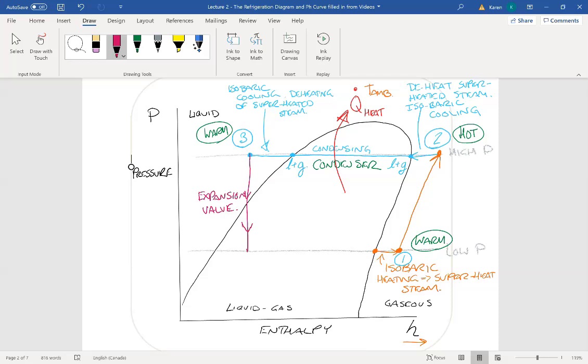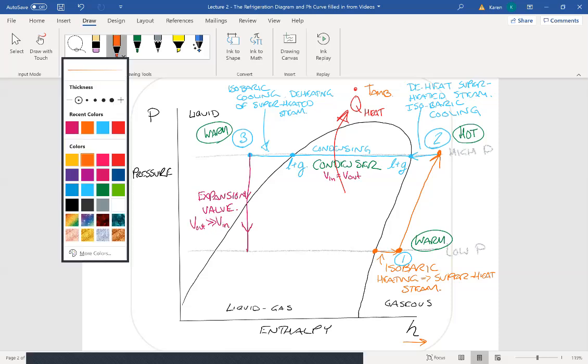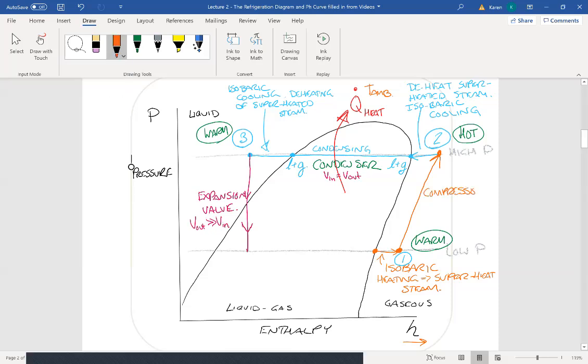I'm not changing the volume. So V in equals V. Oh, sorry, I am changing the volume. V out much greater than V in. Whereas on a condenser, V in equals V out. That's a constant volume process. Here, obviously, the compressor, V out is much smaller than V in.